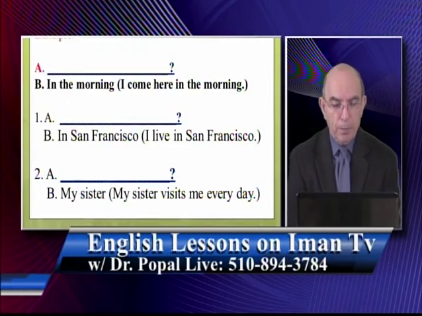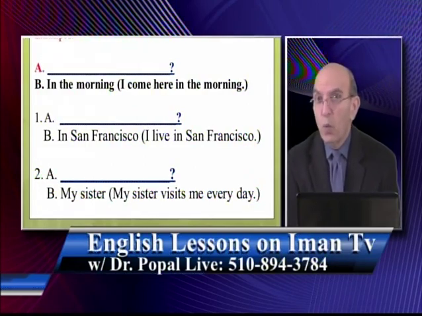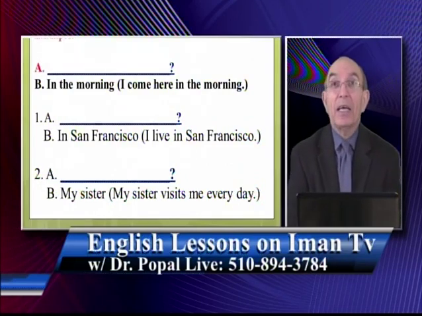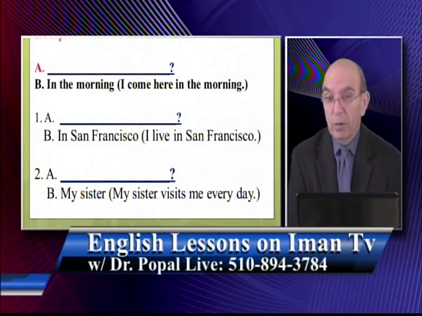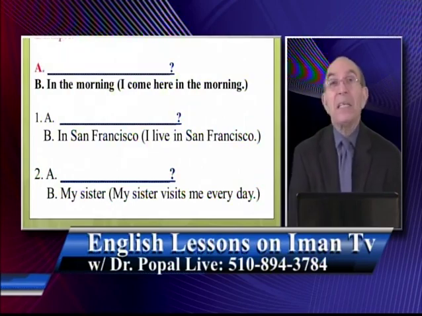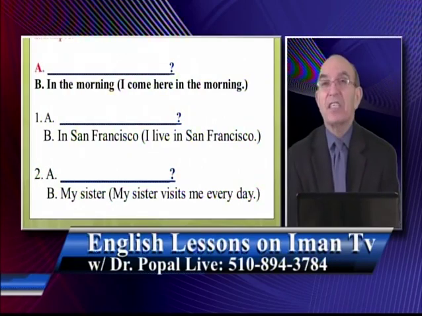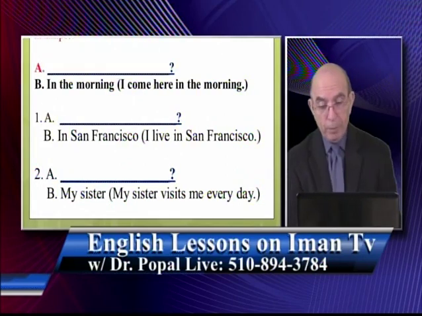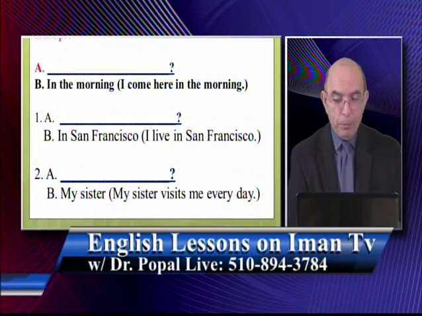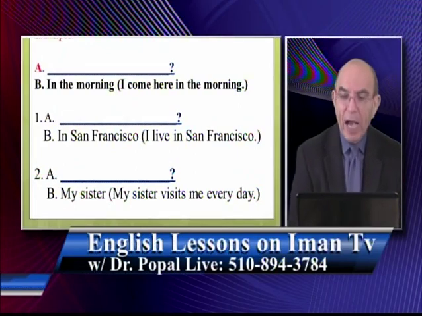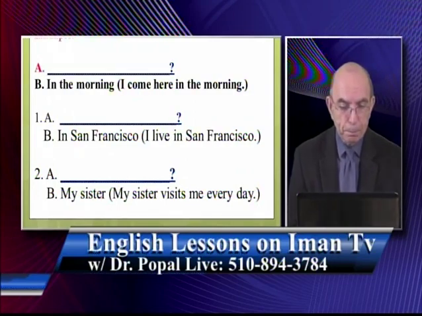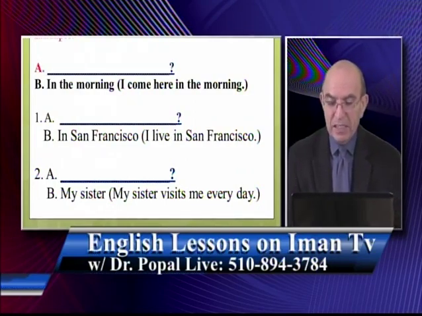Number 2, "I live in San Francisco." What question can you ask so that the answer can be "I live in San Francisco"? Number 3, "My sister visits me every day." What question can you ask for this so that this could be the answer? "My sister visits me every day."